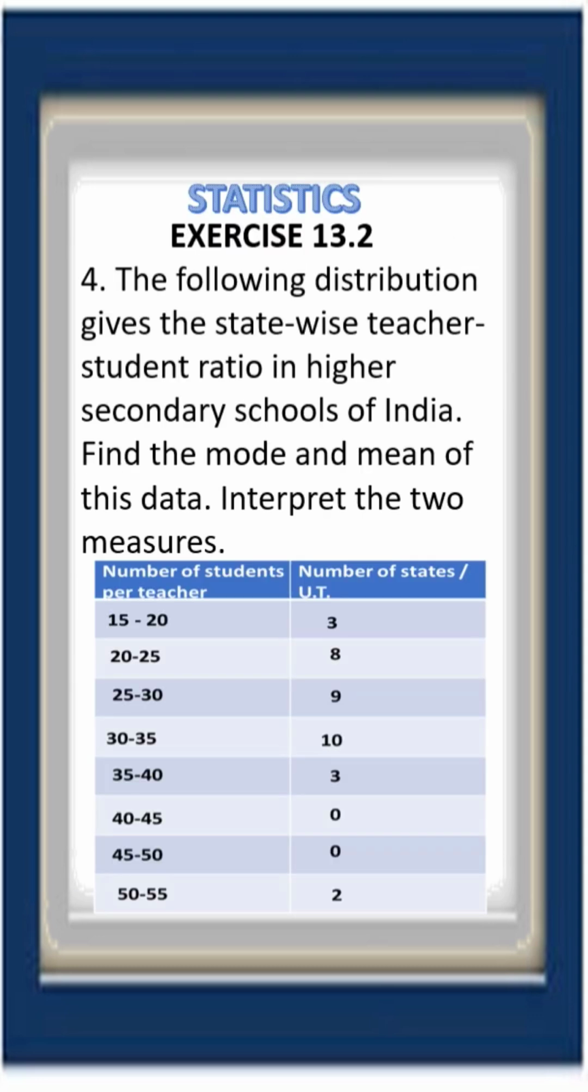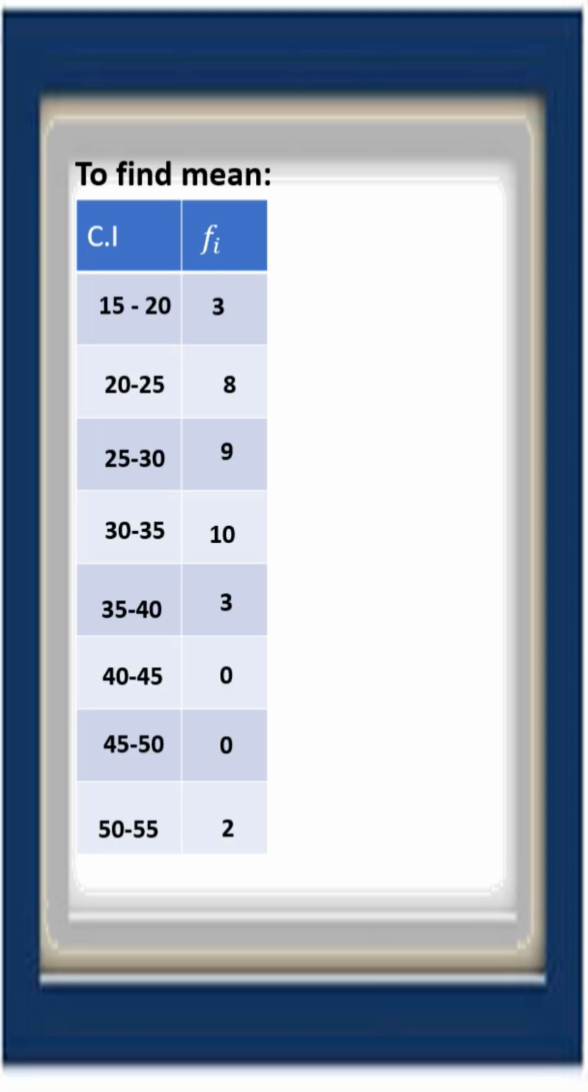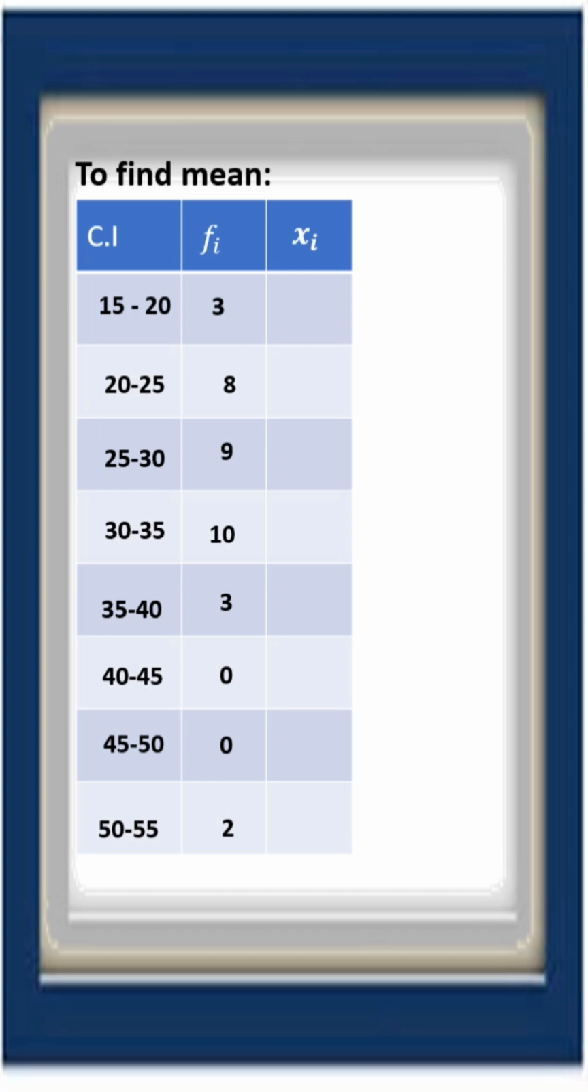Now let us find the mean of the distribution table. Now let us write frequency in the second column, class interval in the first column. Now let us add one more column for xi, that is class mark or midpoint. Before that, let us add all the numbers under the frequency column to get summation of fi, that is equal to 35.